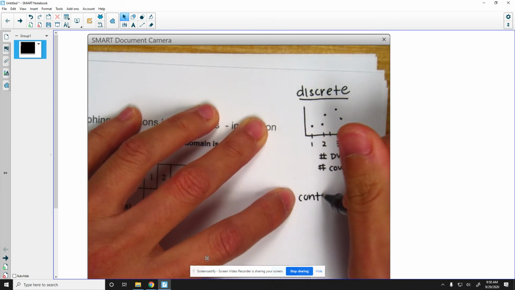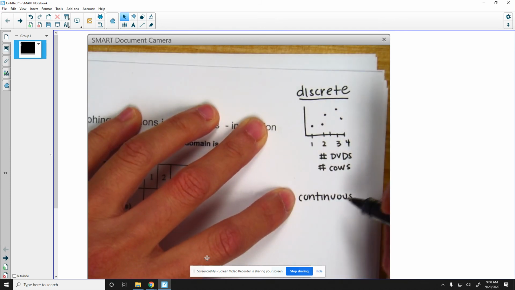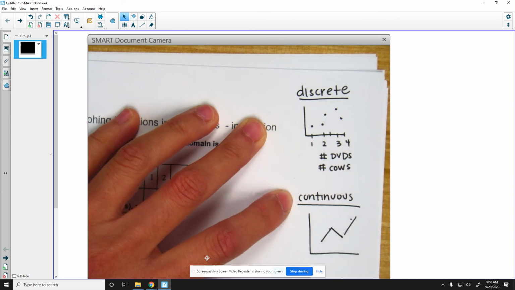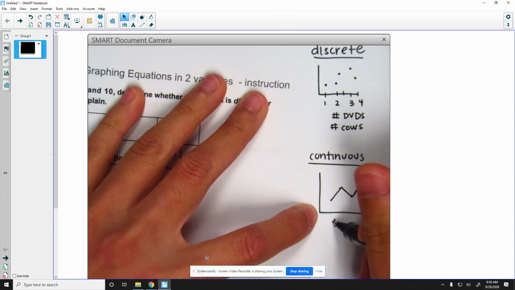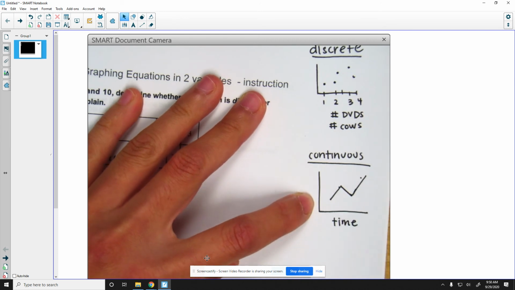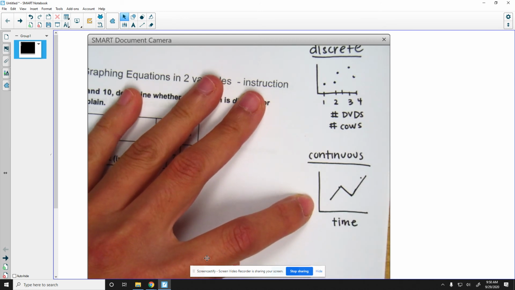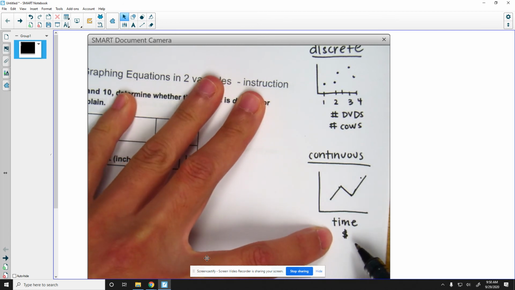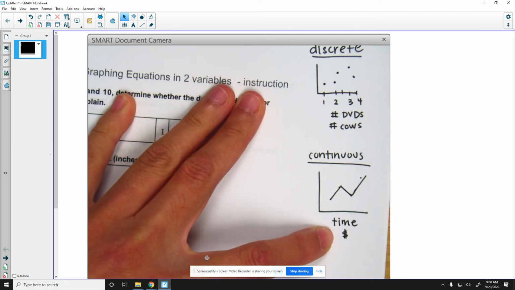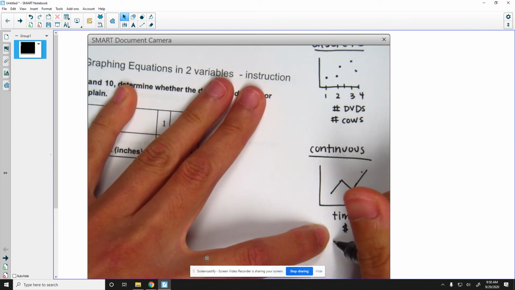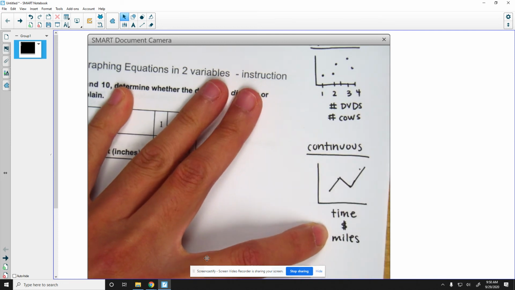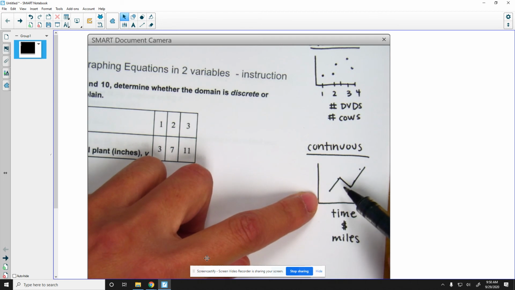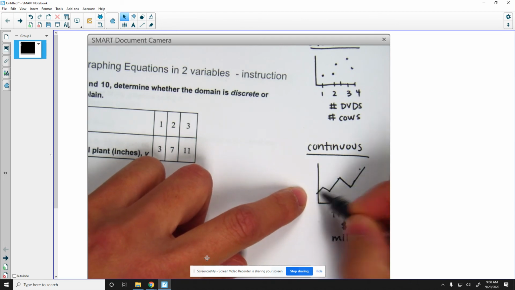Whereas continuous would be if I have dots, but I can connect them with lines in between. So things like time, I can have a fraction of time. I can have 0.3 hours. Or if I had money, though money's never on the bottom, but if it were money, I can have $2.3 or $2.30. Or if it was miles, like distances, I can have 7.6 miles. So all of those things would be considered continuous because I can have a fraction of that many.